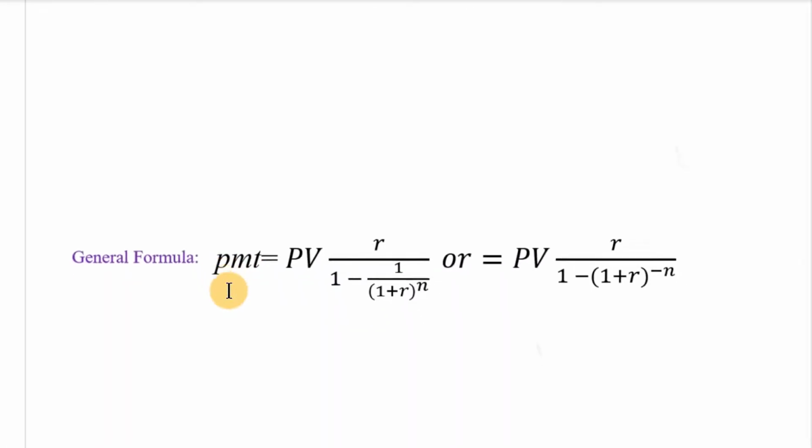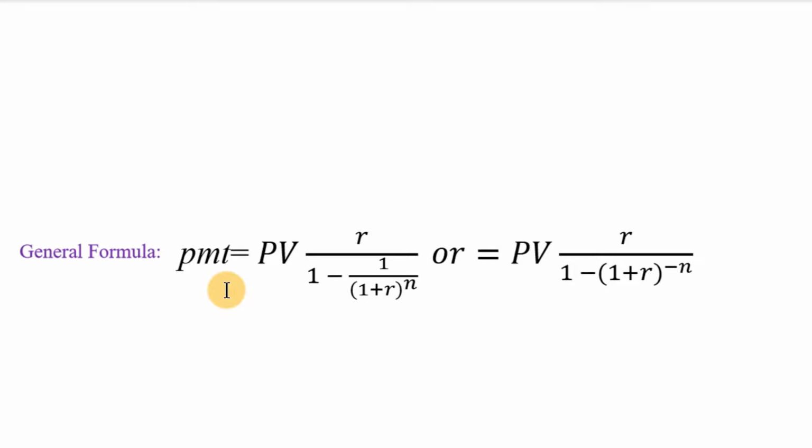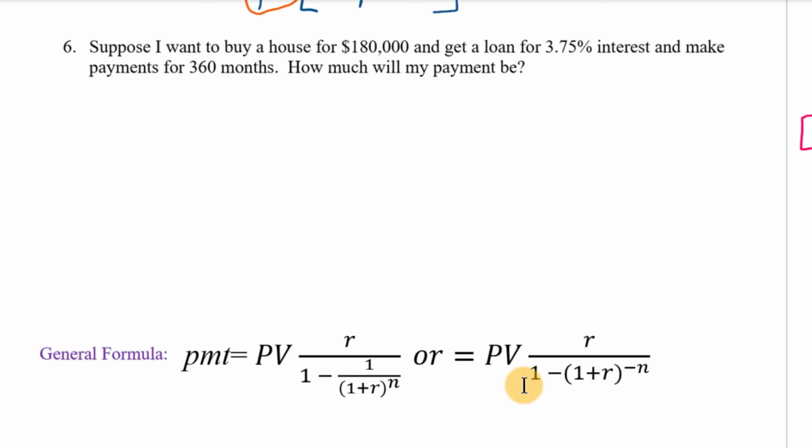There are two common ways that I see this payment formula written in textbooks. One is what we just did there. Another one, instead of having the negative n exponent, will have 1 over 1 plus r to the n. Exactly the same thing though. As always, I encourage you to pause the video and I'll show you my work in just a second.